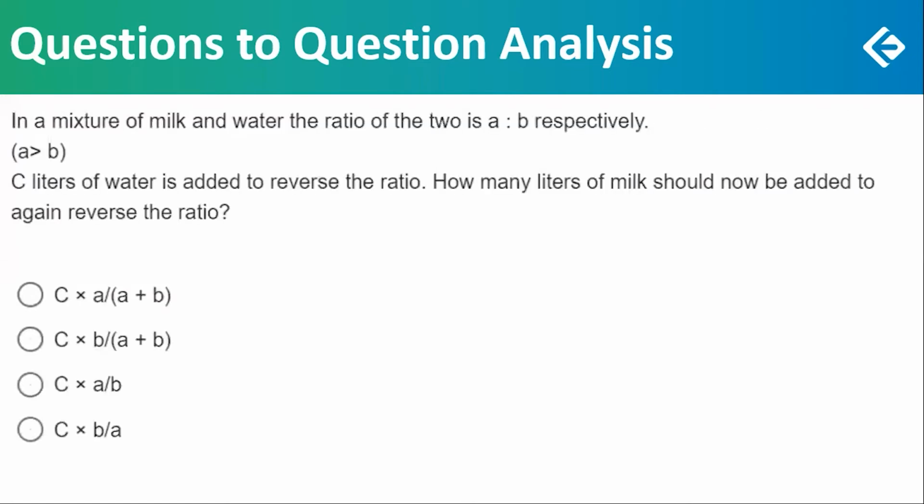The next is an allegations mixture question. Conceptually quite simple. Questions like this could be difficult, but here it's to be reversed, reversed and then again reversed. When you reverse the ratio and again reverse it, it comes back to the same. So that actually makes it very simple.